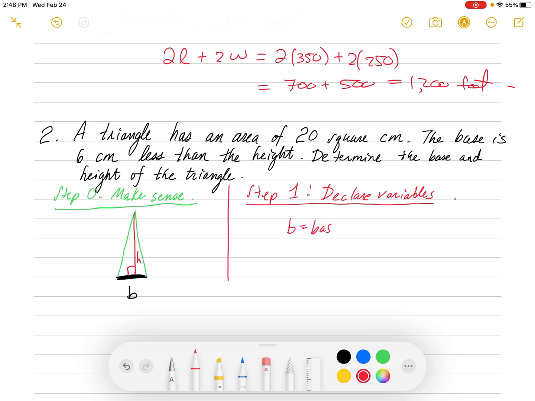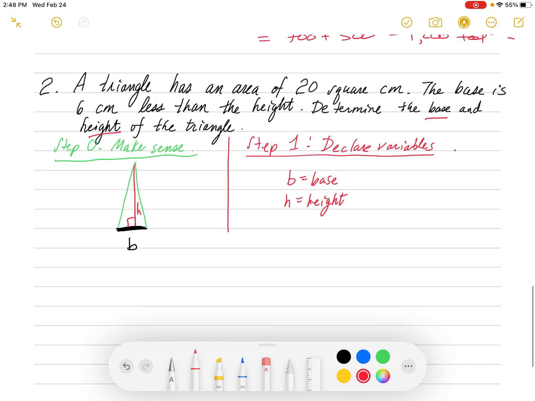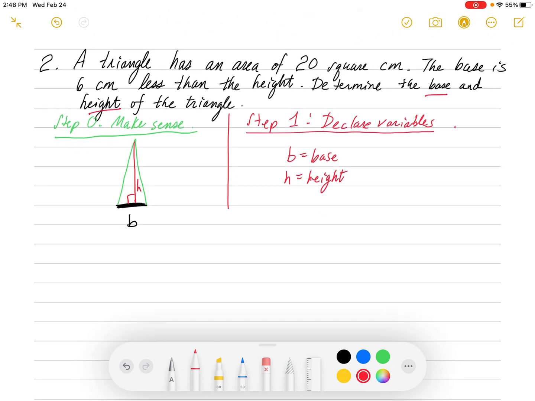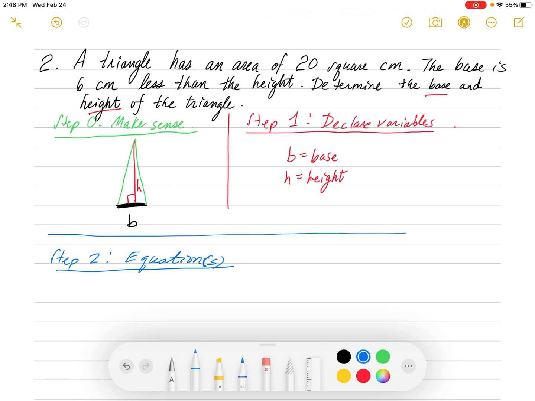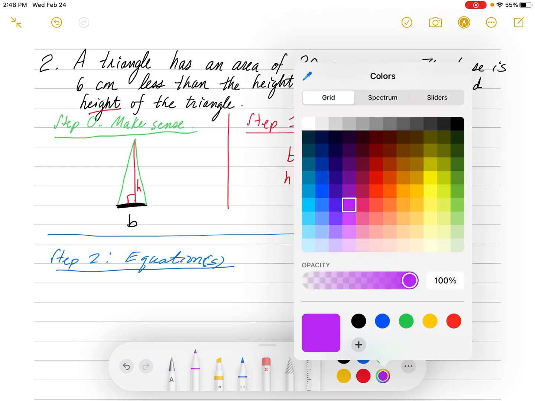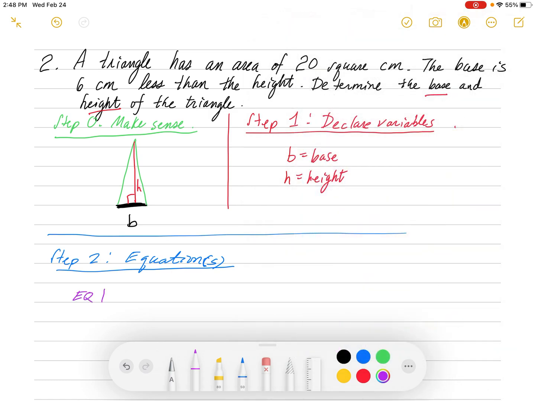So I'm going to call the base B and the height H, right? Those are the 2 quantities we're trying to find. So the quantities you're trying to find are going to be your variables, the base and the height. That's what we're asking. Yeah, we're going to find those things. So now I'm going to create some equations. I'll call that step 2. Equations.